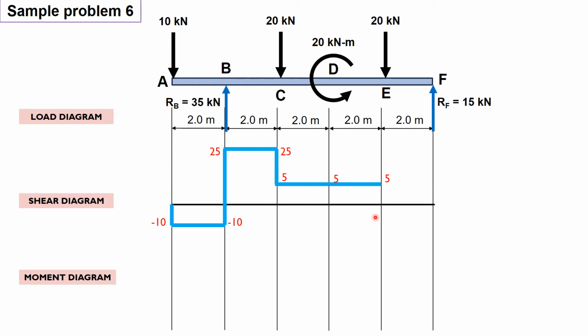Positive 5. Pagdating mo sa E, may downward na 20. So, positive 5 minus 20. So, that will be negative 15. So, again, from positive 5, baba ka dito.